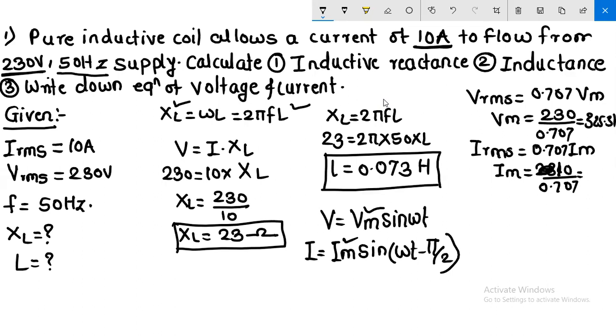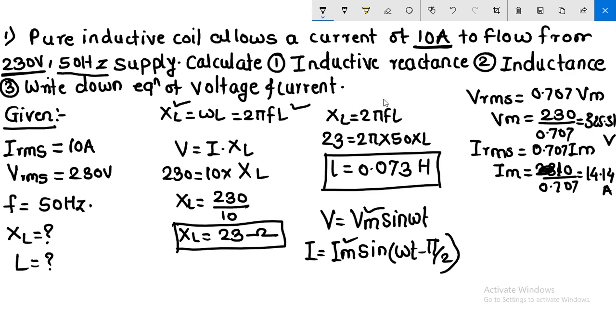325.31. And what is my current? 14.14. Correct. 14.14 ampere, and this is the volt. Now put all these values in this equation and write down this equation.